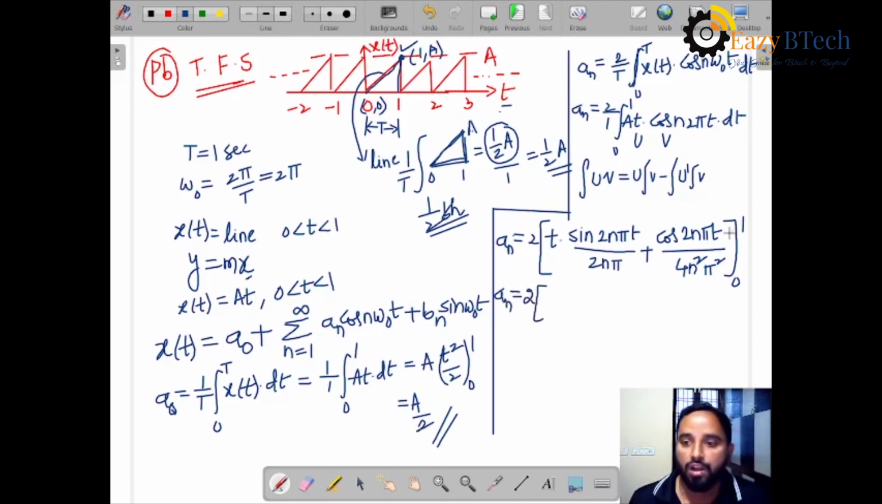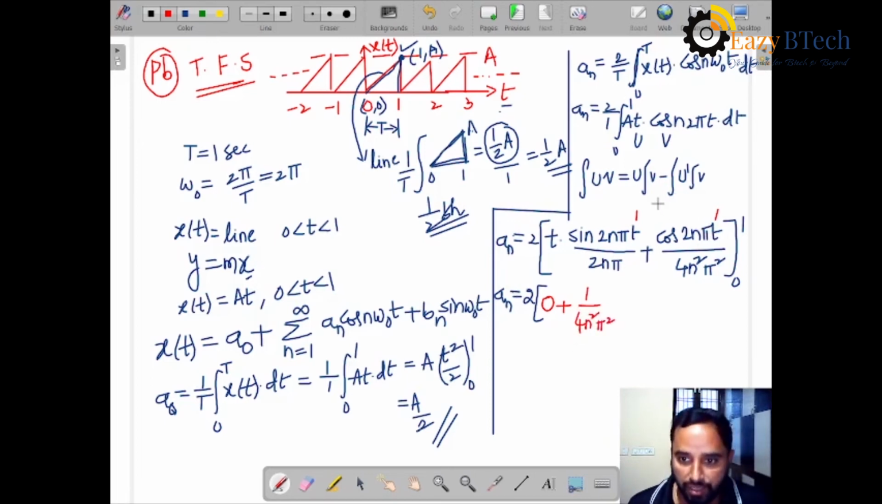So the upper limit is 1. So 1 into sine 2n pi plus cos 2n pi. Sine 2n pi is 0, so the first term is 0. Plus cos 2n pi. Cos 2n pi is 1 always. So that is why we get 1 by 4n square pi square.